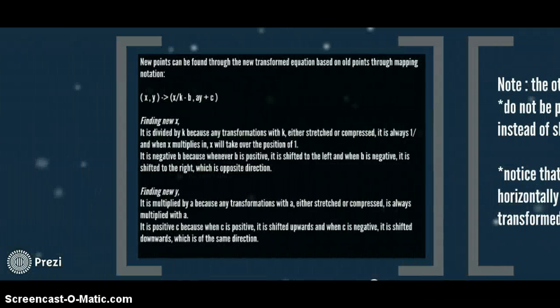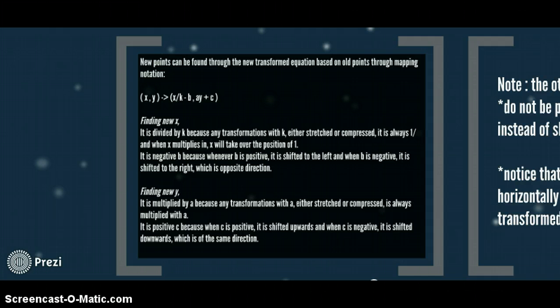New points can be found through the new transform equation based on all points through mapping notation. This will be the equation to transform new points from the old points. Finding new x. It is divided by k because any transformations with k, either stretch or compress, is always 1 over, and when x multiplies in, x will take over the position of 1.